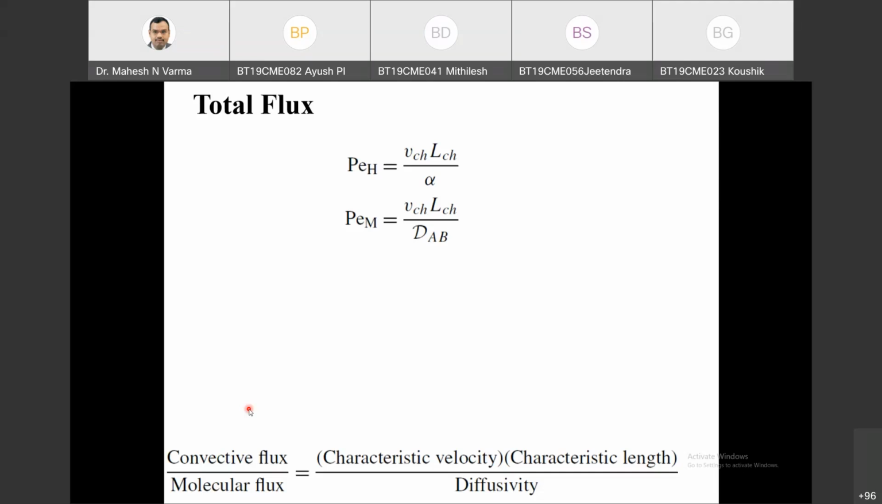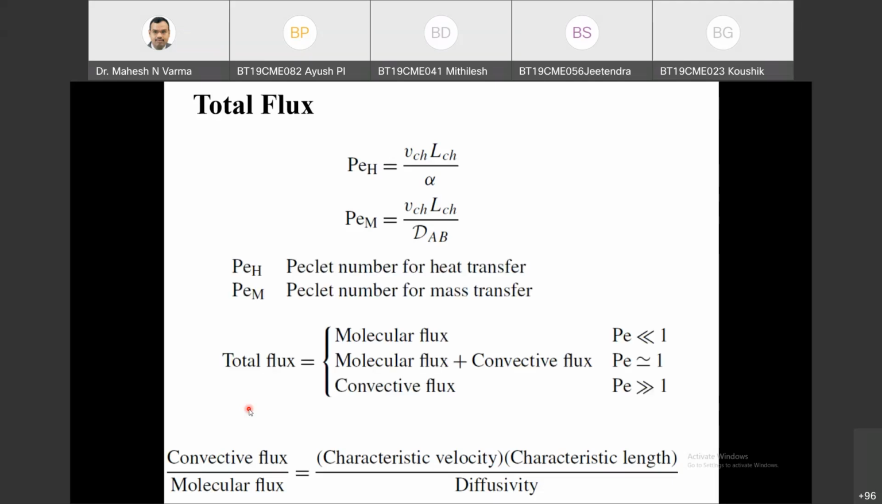But fundamentally, the convective flux is nothing but the quantity per unit volume times velocity. Rho into V is the convective flux in momentum transfer. So everybody is clear with this: Peclet number for heat transfer, Peclet number for mass transfer.